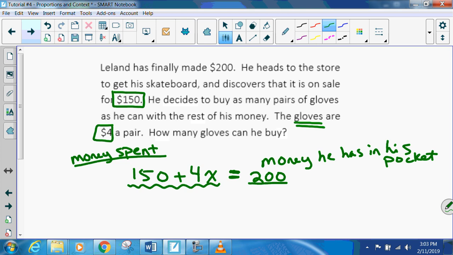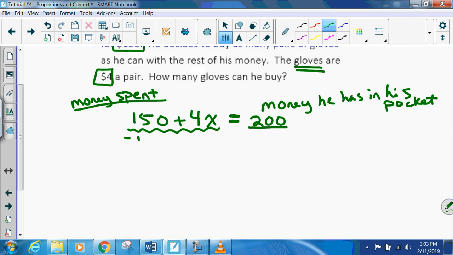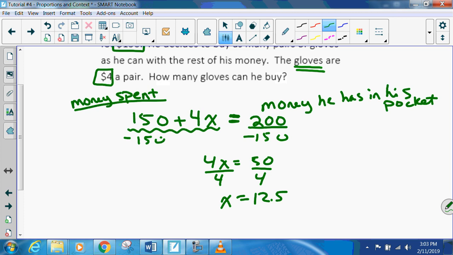All right, so let's go ahead and quit talking about the equation. Let's solve it. Let's subtract 150 from both sides. So we get 4x equals $50. We'll divide both sides by 4. So x is equal to 12.5. This means that when Leland gets to the checkout, he says to the person, I can afford 12.5 gloves. And he takes one pair of gloves and rips it in half and says, there we go.